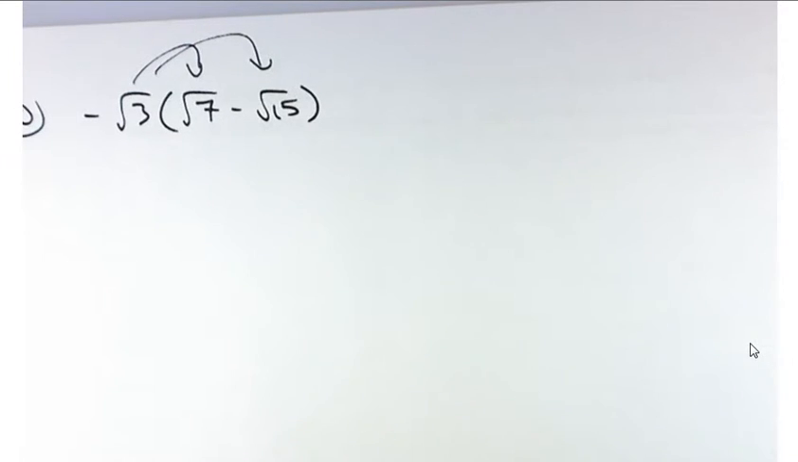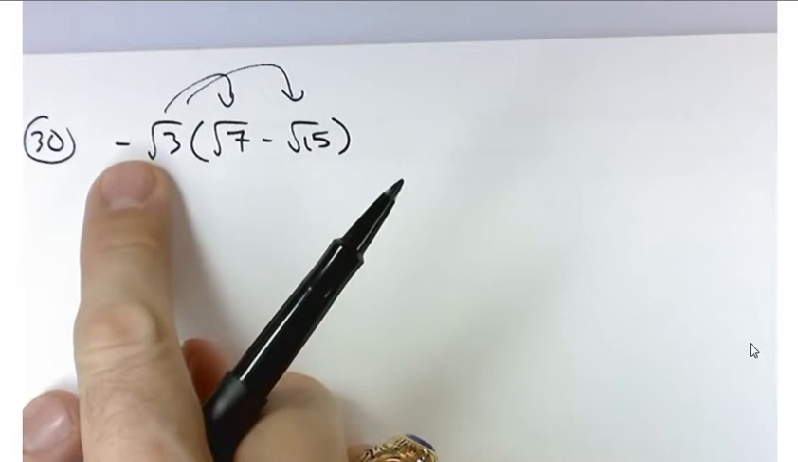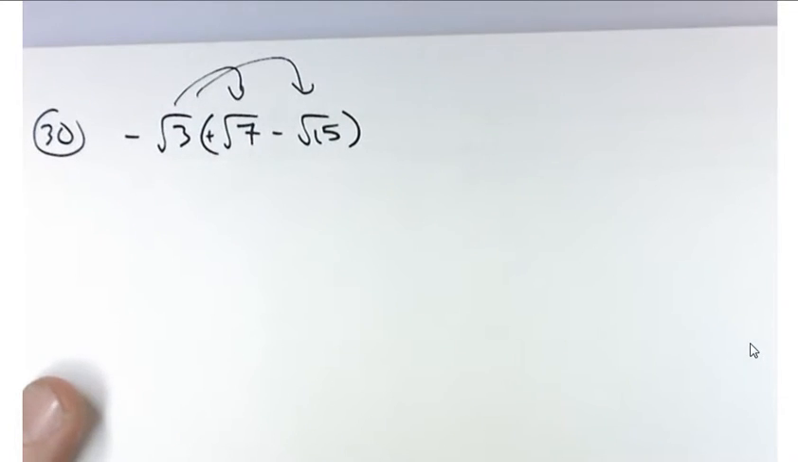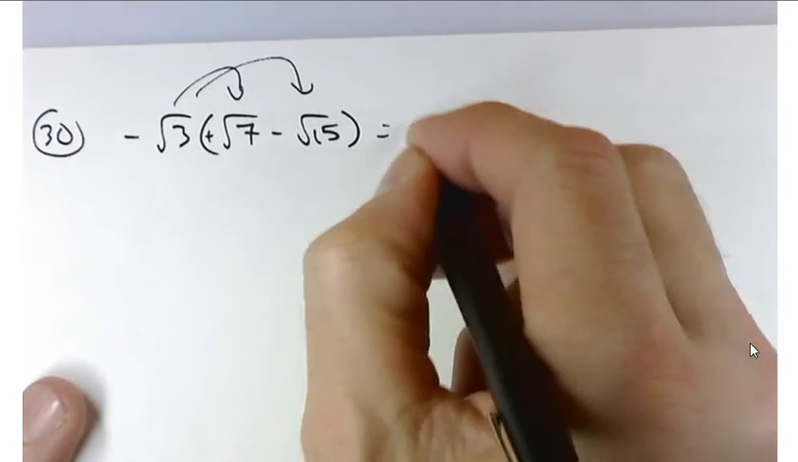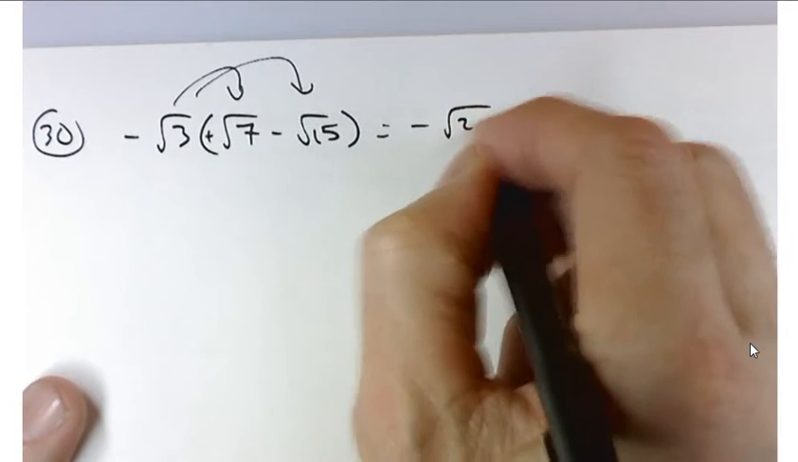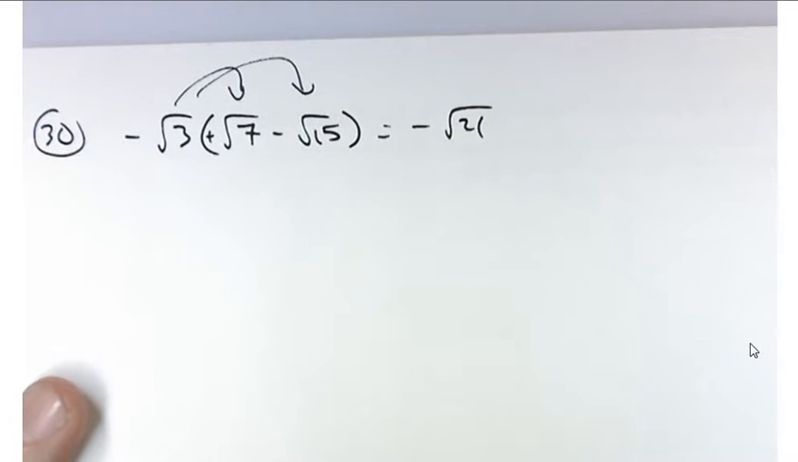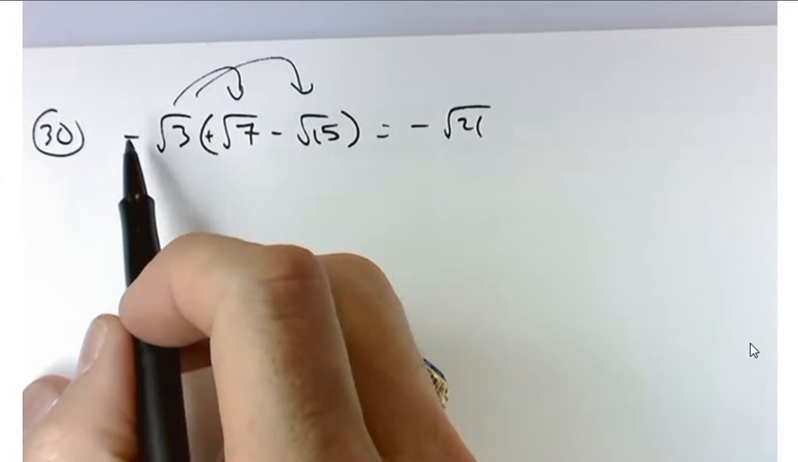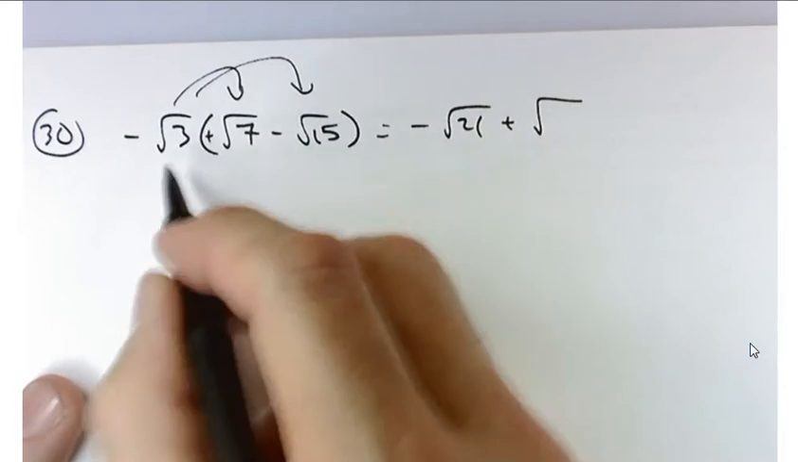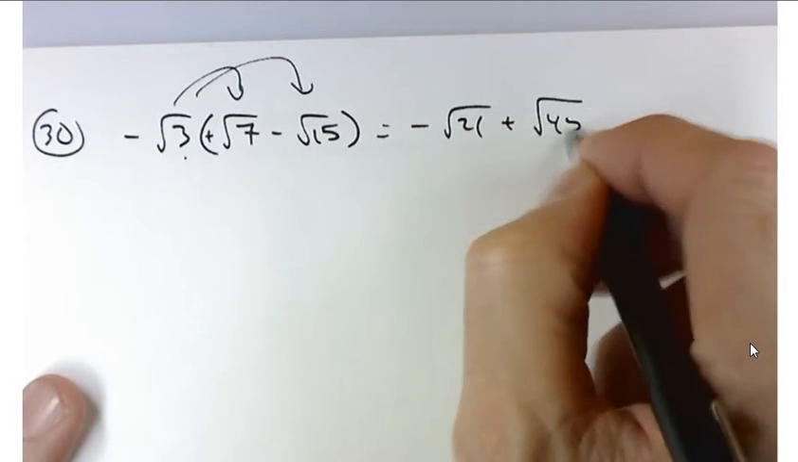Okay, so on the outside, the negative multiplies what's understood to be here a positive. So negative times a positive is negative. 3 times 7 is 21, so I get minus the square root of 21. Likewise, a negative times a negative is a positive. And 3 times 15 is 45.